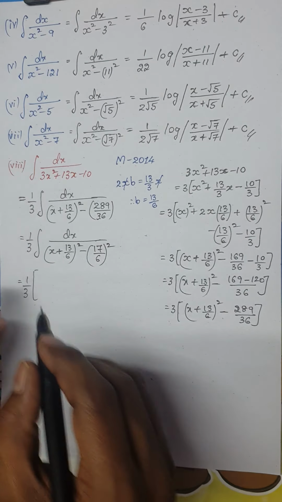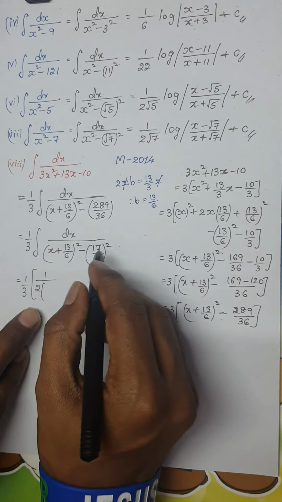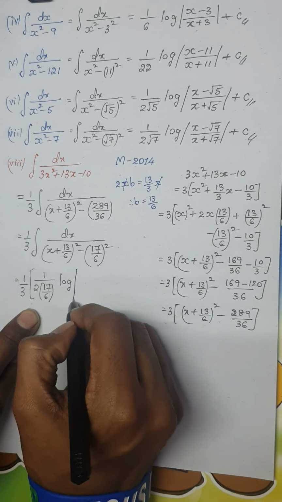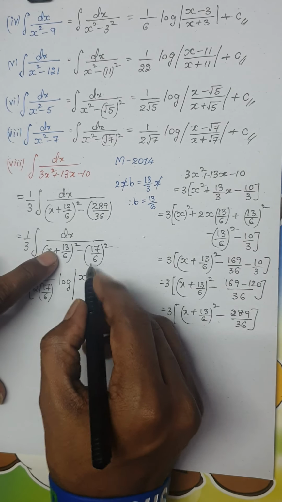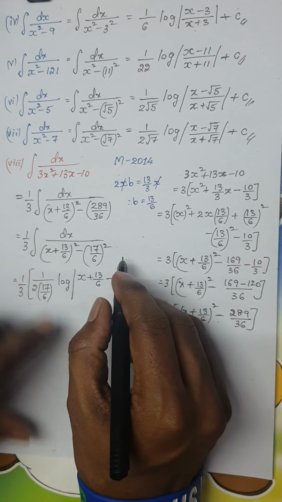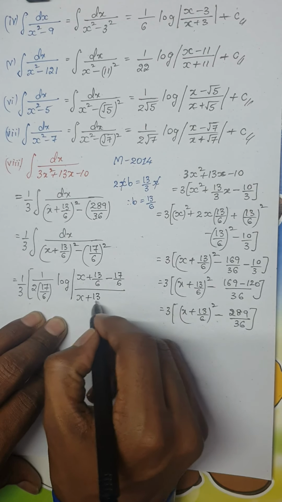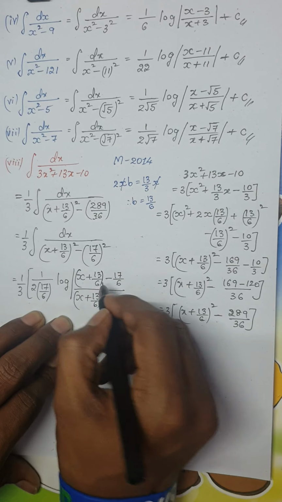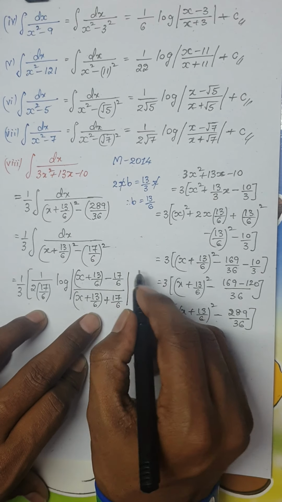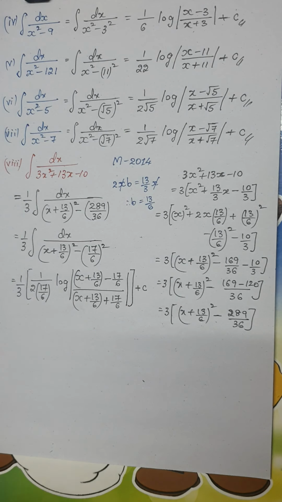Okay, so if I use this, I'm going to get 1 divided by 2 times a. What is a? You can look here. a is 17 by 6, into log of mod, in place of x I have x plus 13 by 6. So write the complete term. x minus a, what is a? It is 17 by 6, divided by x plus 13 by 6 plus a. What is a? It is 17 by 6. Let me keep this term which is multiplied by 1 by 3 and plus c, which is the constant of integration.